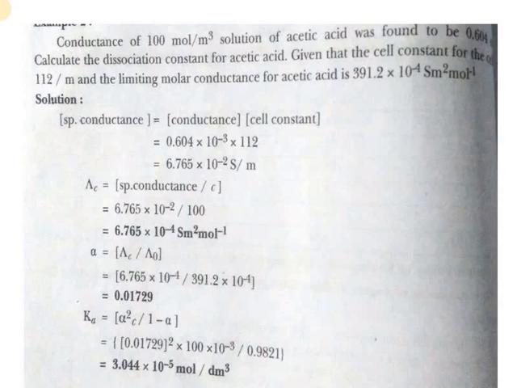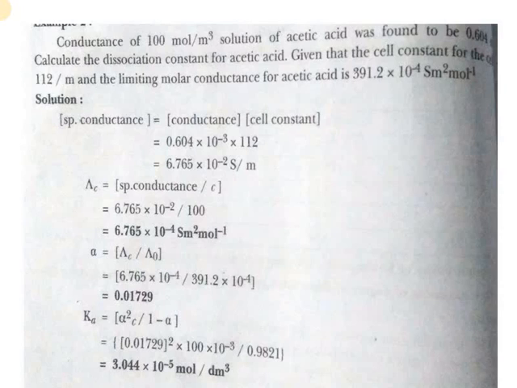Now we will see the problems from those calculations. One of the problems given here: the conductance of a 100 mole per meter cube solution of acetic acid was found to be 0.604 into 10 raised to minus 3. Calculate the dissociation constant for acetic acid. Given that the cell constant is 112 per meter and the limiting molar conductance of acetic acid is 391.2 into 10 raised to minus 4 Siemens meter square per mole. So those values are also given.